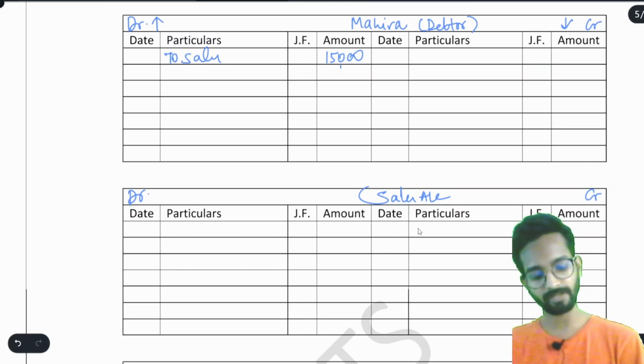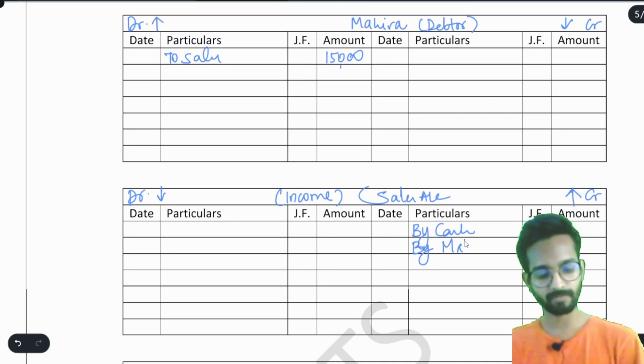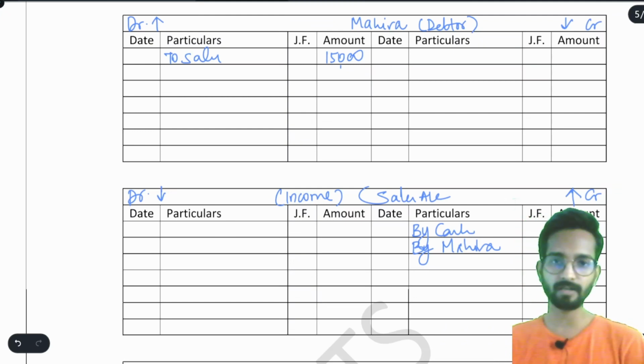In sales account we will write here by cash. See, sales is our income, and income is credited when it increases, debited when it decreases. So by cash and by Mahira. Cash sales how much? 24,000 and 15,000. Simple enough.